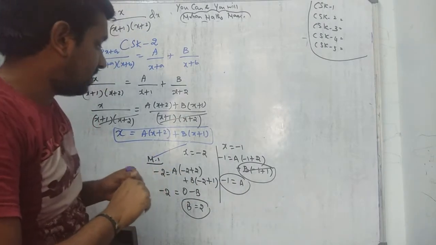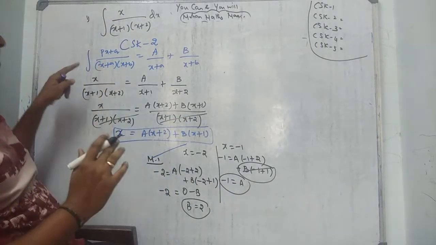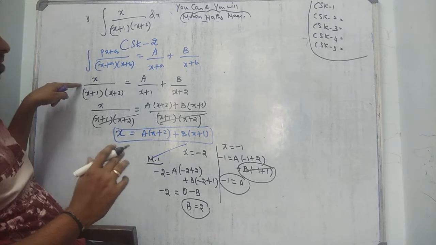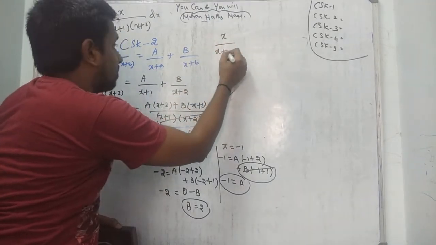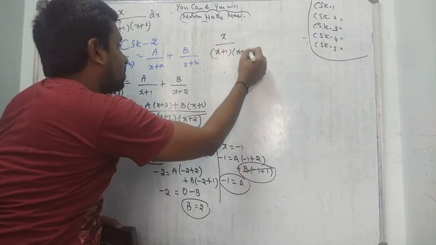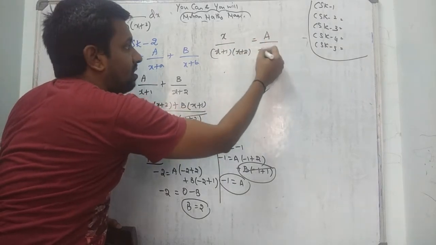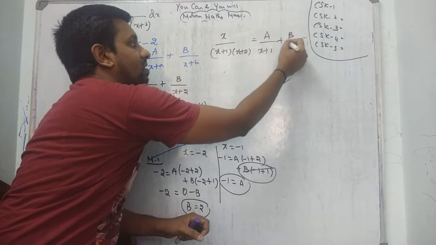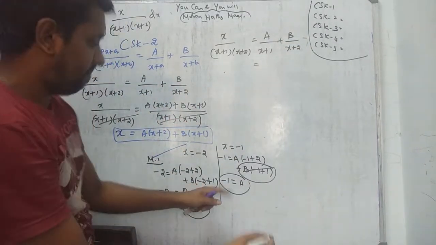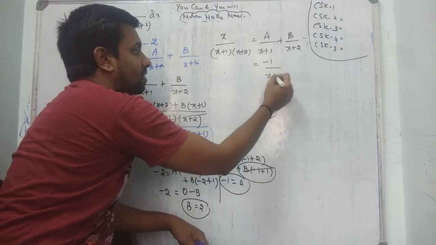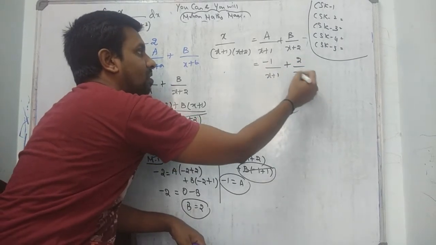Okay, so now go and substitute all the values, without the integration symbol. Therefore, x upon x plus 1 times x plus 2 equal to a upon CSK2, right? So a upon single bracket. Now substitute the a value: minus 1 upon x plus 1, and the b value, 2 upon x plus 2.